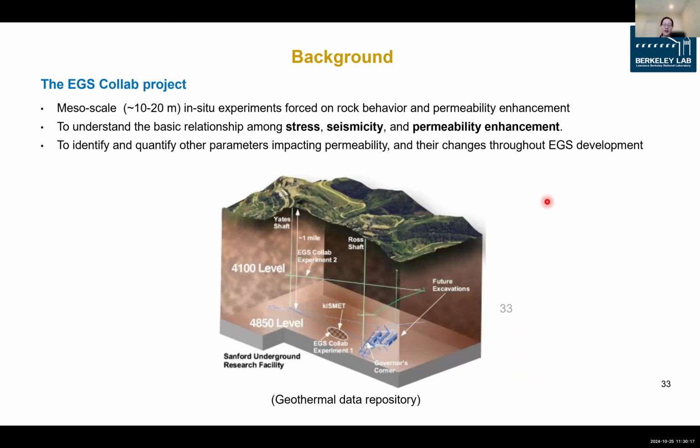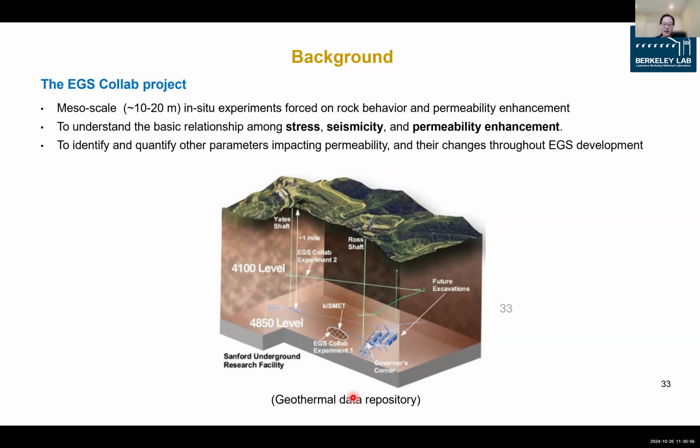EGS Collab, in comparison, is a mesoscale in situ experiment focused on rock behavior and permeability enhancement. The goal of this project is to conduct different sets of stimulation that include hydraulic fracturing, hydro-shearing, and alternative stimulation to understand the basic relationship between the stress, seismicity, and permeability enhancement. And then they're trying to identify and quantify other parameters that impact permeability and their changes during the development of EGS.